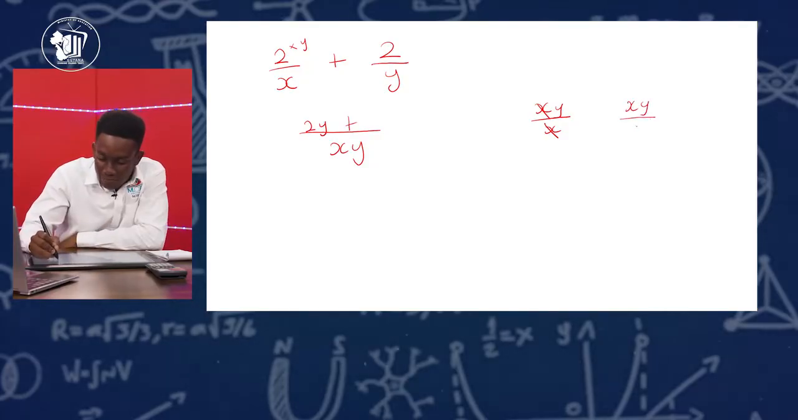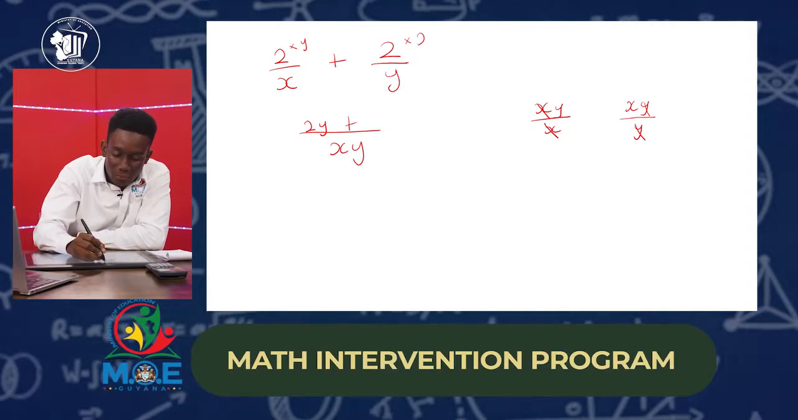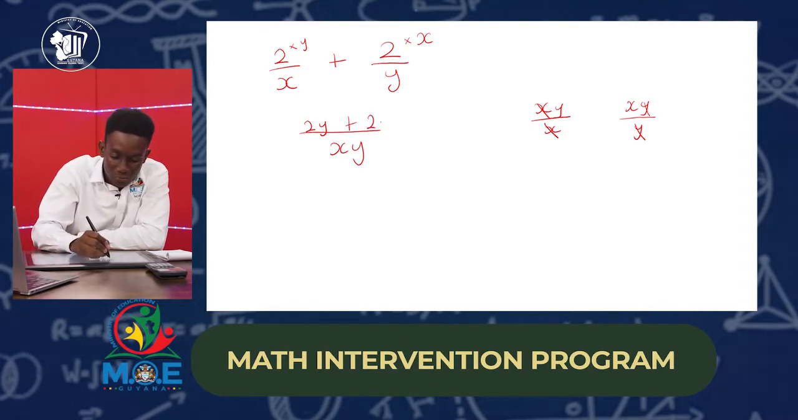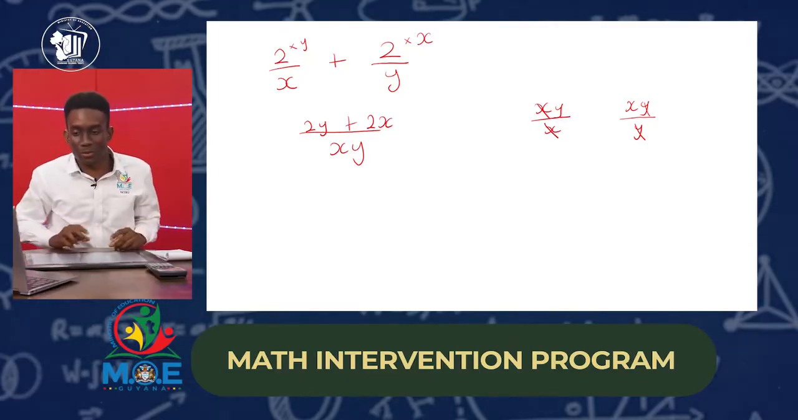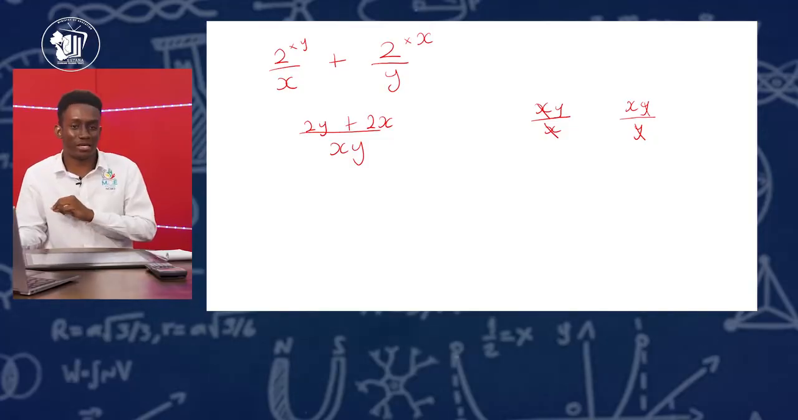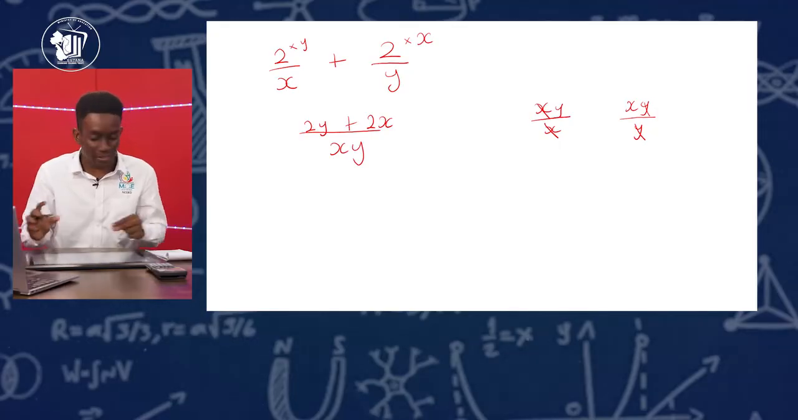xy divided by y. This y will cancel with that y. And we take that x and we multiply that by 2. So 2 multiplied by x would give you 2x. And that is our answer when you write it as a single fraction. We can't take it any further because 2y cannot add to xy because they're unlike terms. So our answer would be 2y plus 2x all divided by xy.